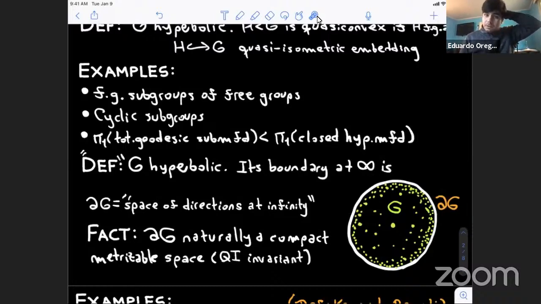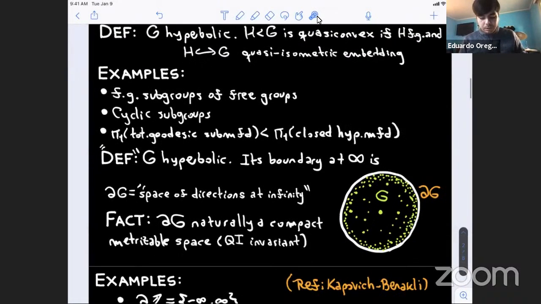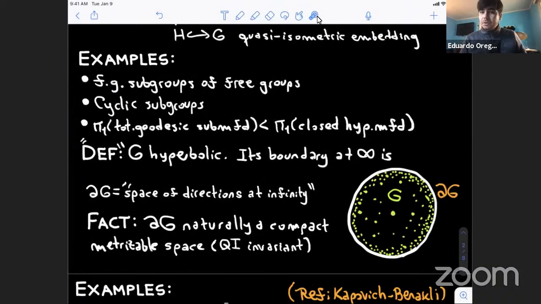Okay, so that being said, we need to talk about the boundary. So what is the boundary? I won't give you the formal definition. There are lots of equivalent definitions, but the point is that we want to codify the directions at infinity. So let's think of this as being the Cayley graph. I mark the vertices, and what's going on is that we want to take geodesics and we want to see where we get. And there's a space of directions. The point is that usually the Cayley graphs are non uniquely geodesic.